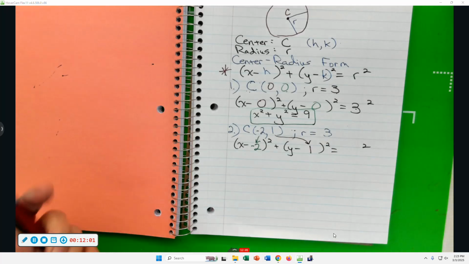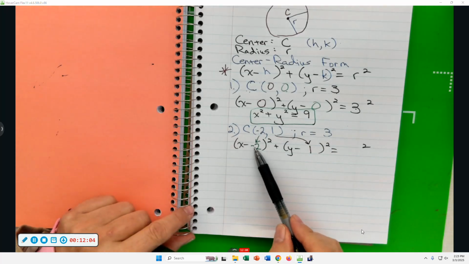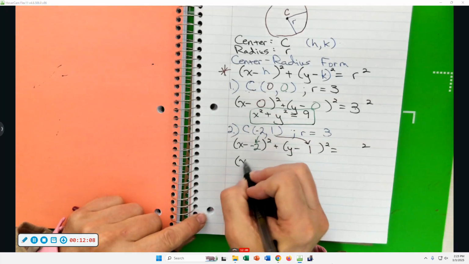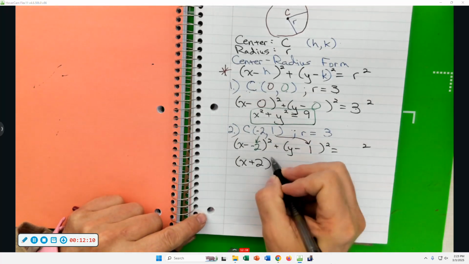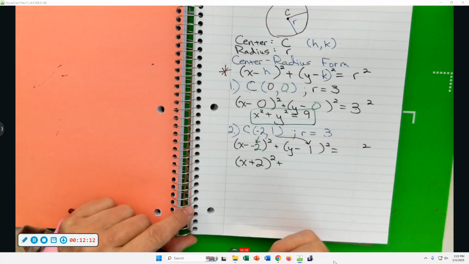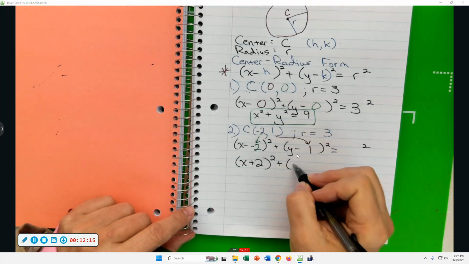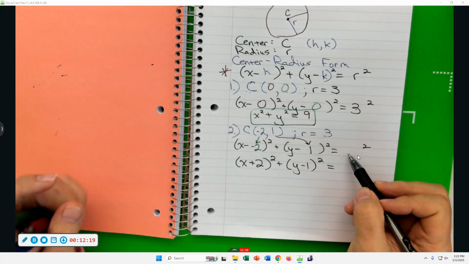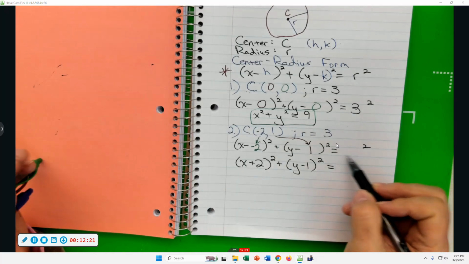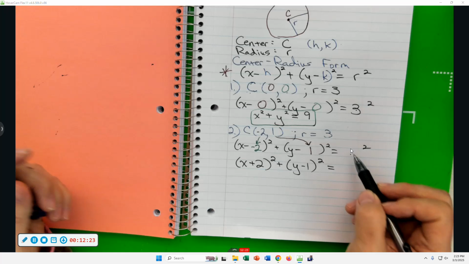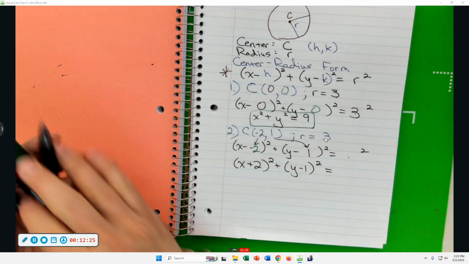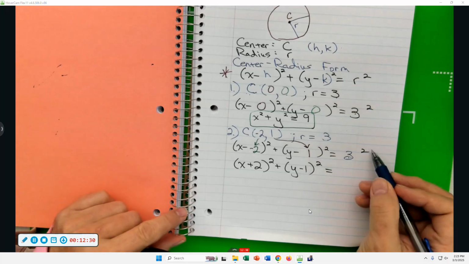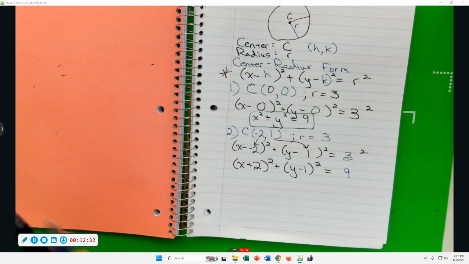So we have x minus a -2. Minus a negative becomes a plus. So (x + 2) squared plus, well, y minus 1, nothing changes. We just leave it as y minus 1. Hey, y'all didn't tell me what goes on the right-hand side. I forgot about the right-hand side. What number am I going to put here to square? The radius is 3, and 3 squared is 9.